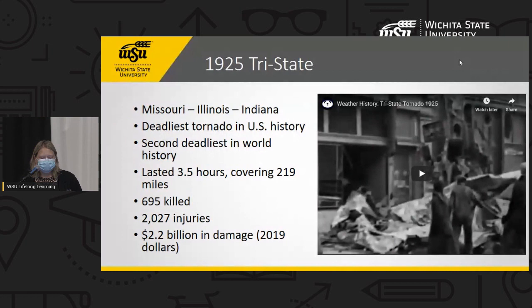This particular one lasted 3.5 hours and it covered 219 miles. There were 700 people killed and over 2,000 injured. The damage was a whopping $2.2 billion, and those are in today's dollars. But that's a very expensive tornado.